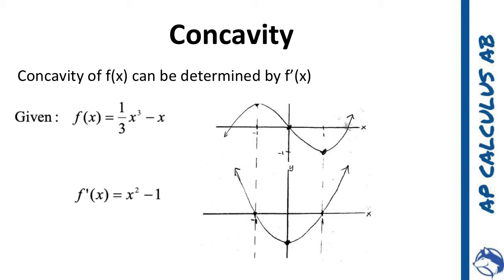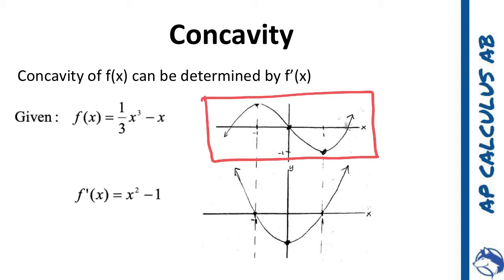So concavity can be determined by f prime of x. If this is our function that we graphed here, we have f of x is equal to 1/3 x cubed minus x, and that's what the graph looks like. Hopefully you can see concavity is determined here: when this is getting less and less steep, then this is concave down. When this is getting more and more steep, it's concave up.